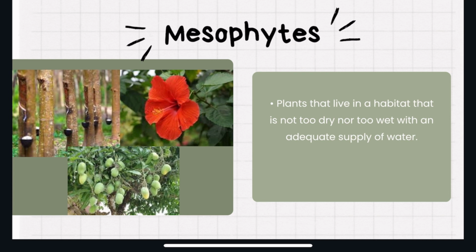Okay, next we have mesophyte. Mesophyte is a plant that lives in habitats that are not too dry nor too wet, with an adequate supply of water. The examples for mesophyte are mango tree, hibiscus plant and rubber tree.